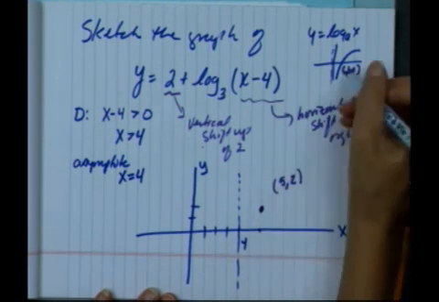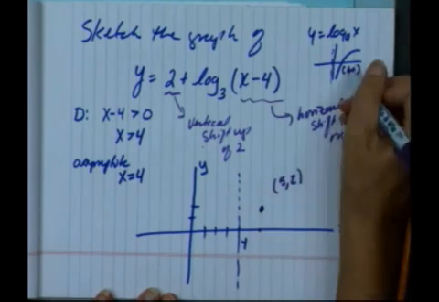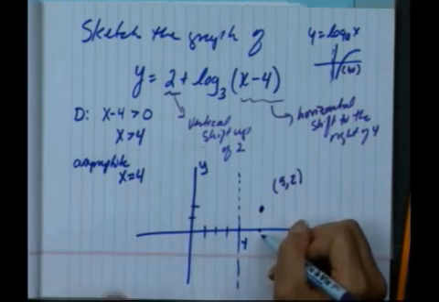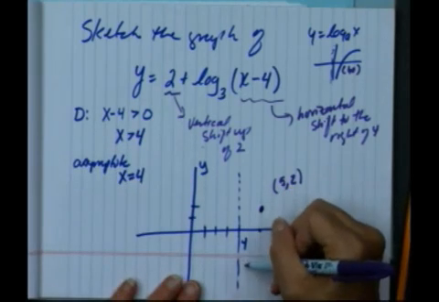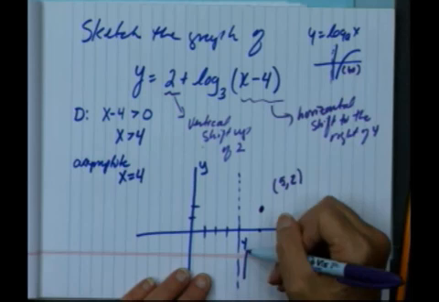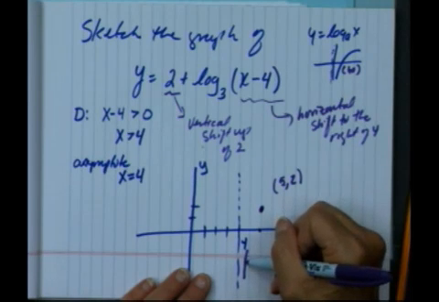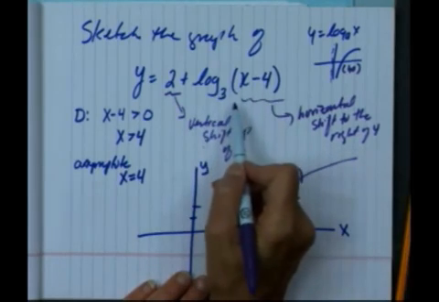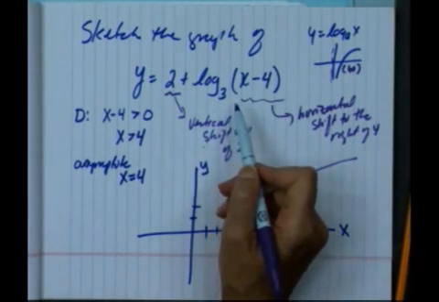Okay, because it would have normally gone through 5, 0 when I shifted it over. But now this is going to go up 2. And the graph has still got to approach this asymptote. I don't know what the x-intercept is at the moment, but later we will learn to find the x and y-intercept.